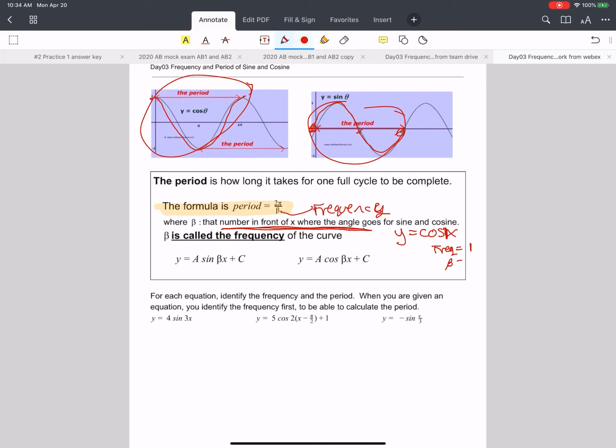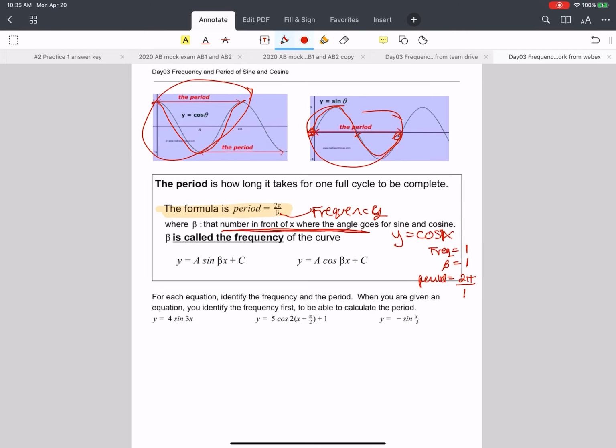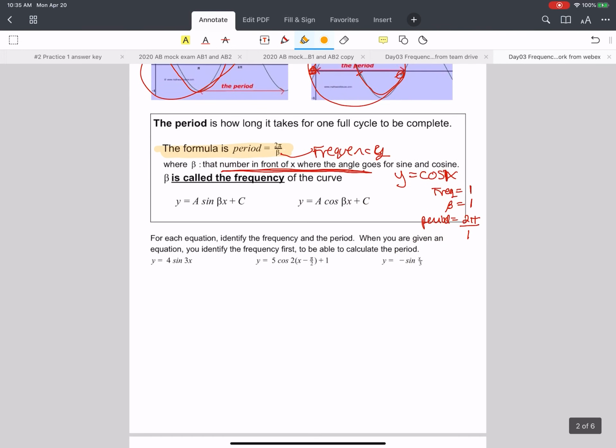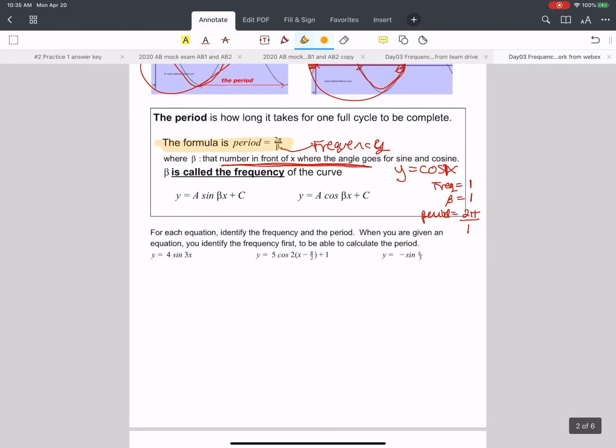So when that is 1, that means the frequency is 1. The b is 1. And if you apply the formula that I'm showing you, the period is 2 pi over 1. Which means the period ends at 2 pi, which is why all our graphs that you did before, the period kept ending at 2 pi. See that? That's what that's about. So you have to be able to find that period each time. So let's go through this.